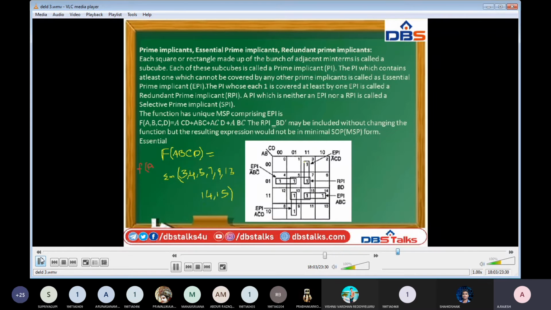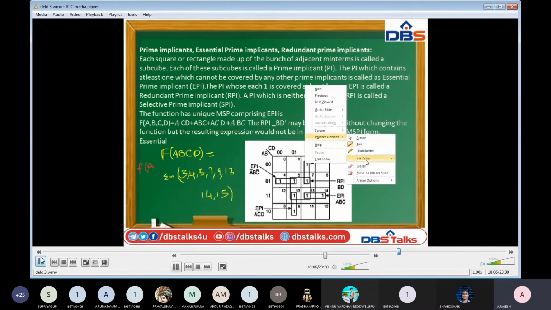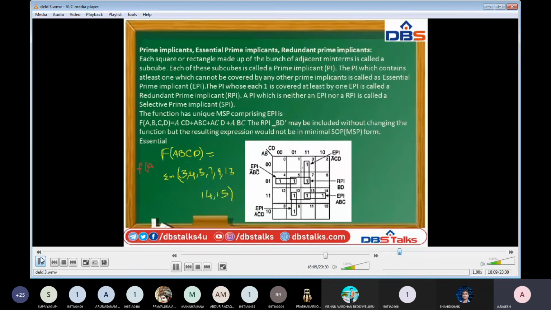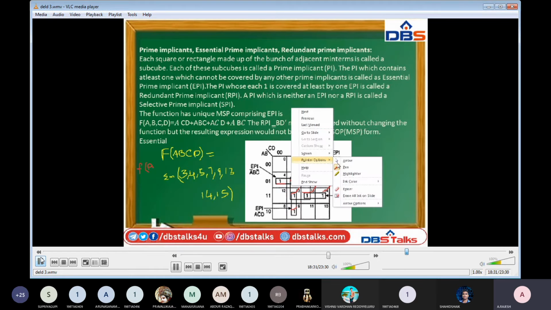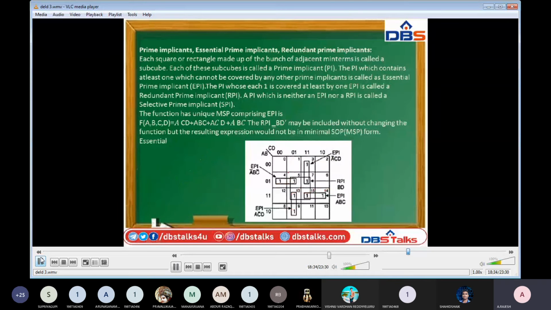So see here, 3, okay, 4, okay, 5, 7, 9, 13, 14 and 15. So we are grouping it. We are making a quad. See here, these 4 are adjacent. So those 4 are adjacent. See here, these 4 are adjacent. That's why I have made a quad. So this type of quad is called an RPI, redundant prime implicant.